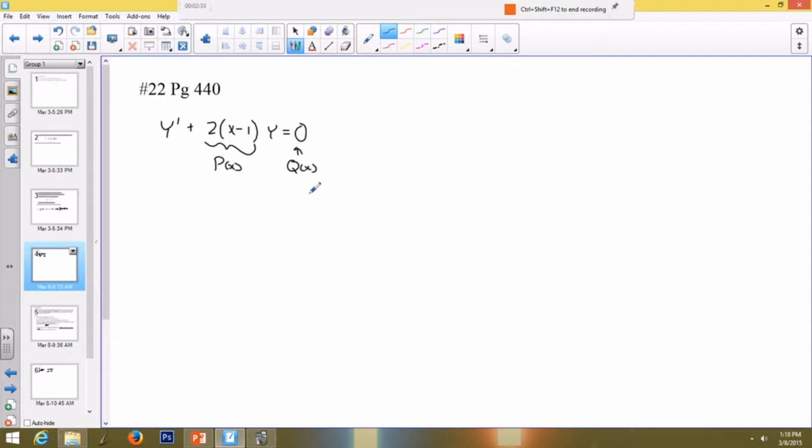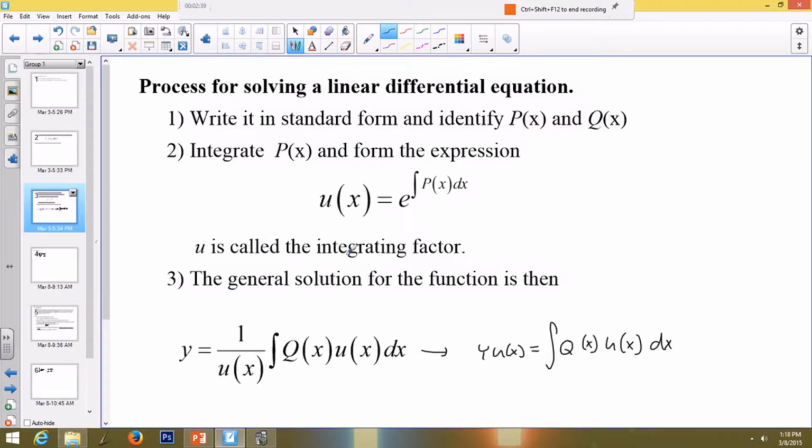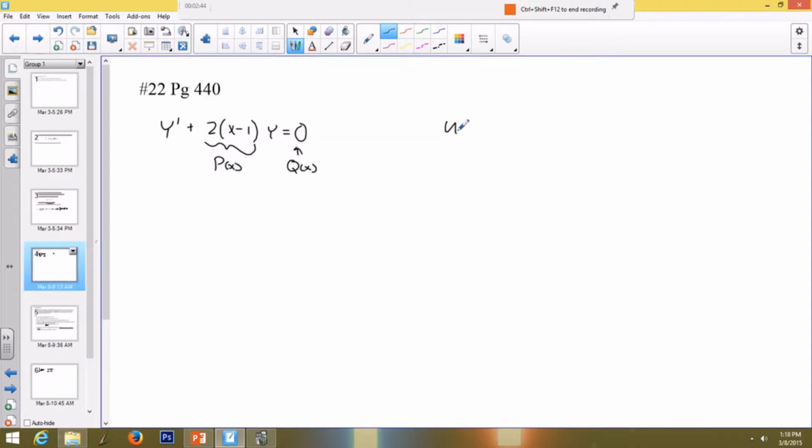And so what we want to do first is find the integrating factor that we had from the previous one, and that integrating factor u of x in this particular instance is going to be e to the integral of that p value. So we have the integral of 2(x minus 1) dx. I think I have a little bit of an error in my notes here. It needs to be a 2 there, parenthesis, and we'll get that together. Okay, so dx. Now this integral is pretty simple.